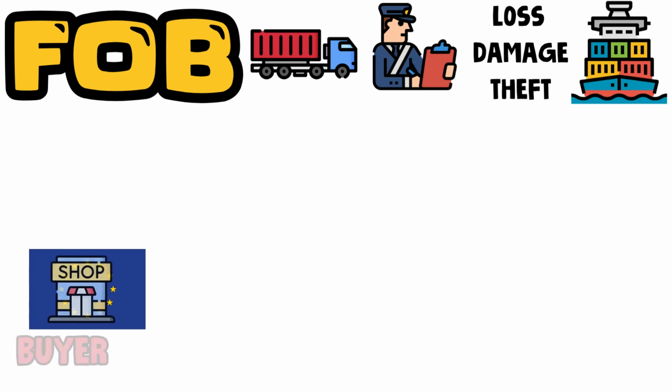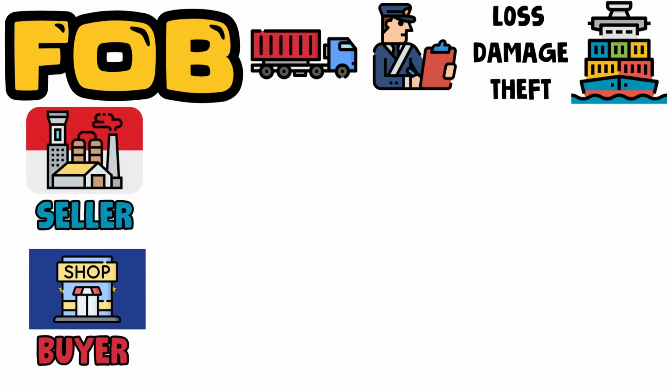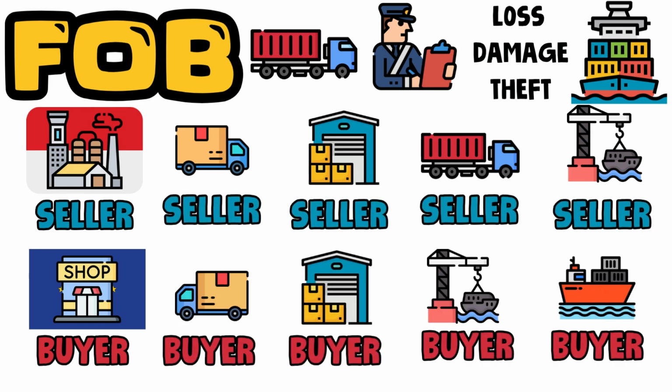Suppose you're a furniture retailer in Europe importing wooden tables from Indonesia with FOB terms. The Indonesian supplier ensures the tables are loaded onto the ship at the port of Jakarta. After that, as the buyer, you are responsible for the transportation costs, import duties, and any risks during the sea voyage.